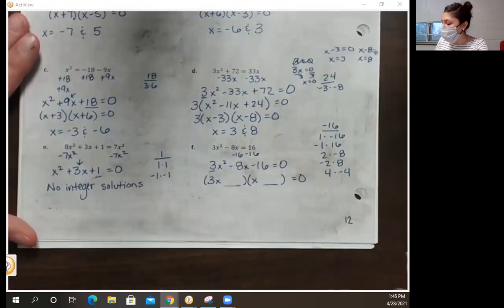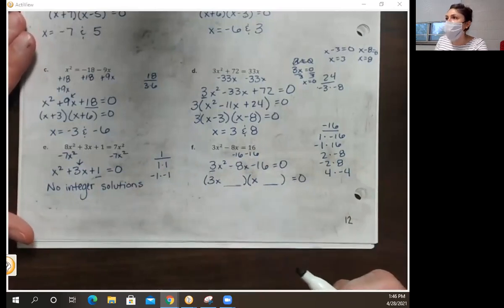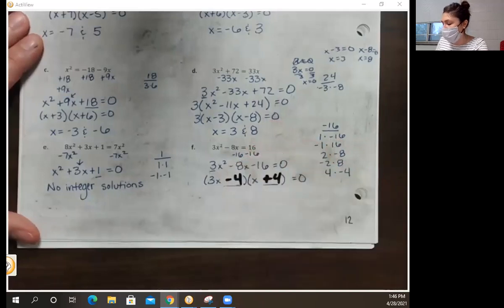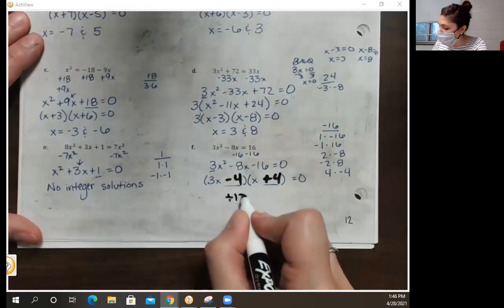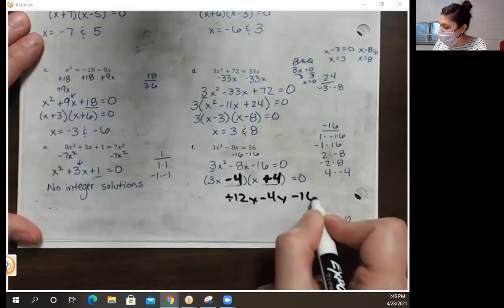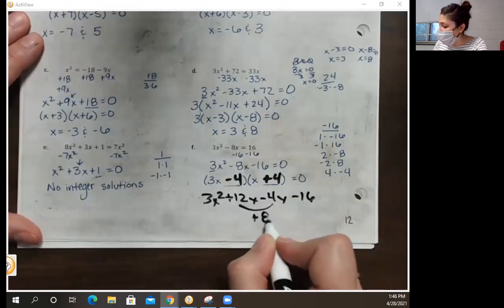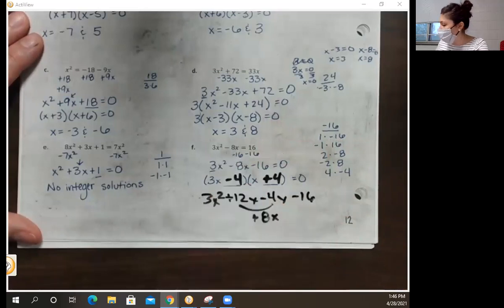For a negative 4, where do you want the positive 4? In the first one or the second one? You want plus 4 back here? Okay, let's give it a try. So 3x squared plus 12x minus 4x minus 16. I got our 3x squared here. So this would give me plus 8x. Right idea, but wrong sign. Let's switch those signs.